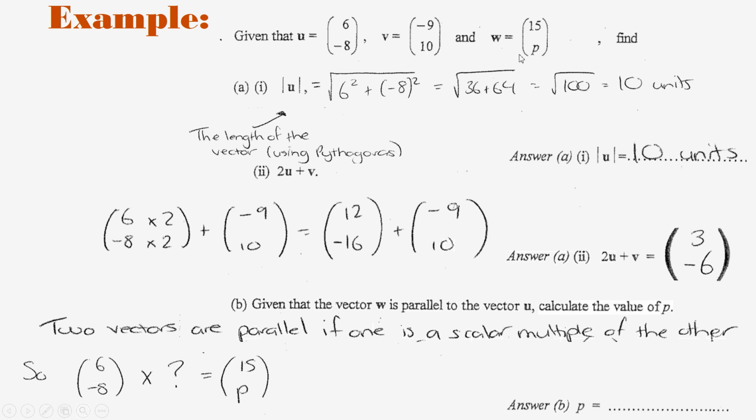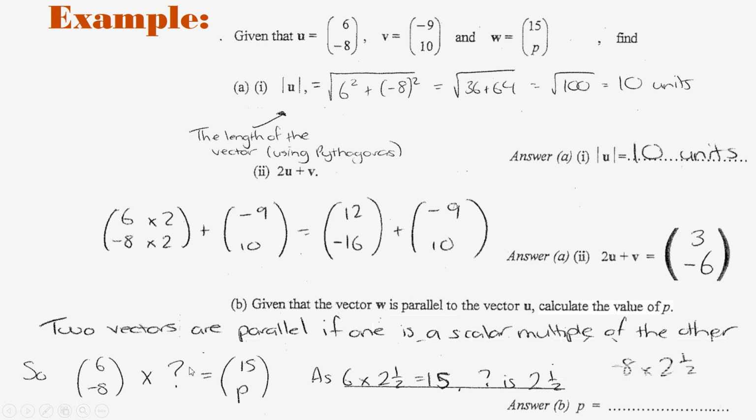So the way we're saying it, 6 negative 8 multiplied by what scalar multiple will give us 15 and p. So we know 6 becomes 15, so we can think 6 times what equals 15. And it turns out 6 times 2.5 equals 15. If you're having trouble seeing that, just do 15 divided by 6, do the reverse step. 15 divided by 6 is 2.5. So that question mark, the scalar multiple, is 2.5.